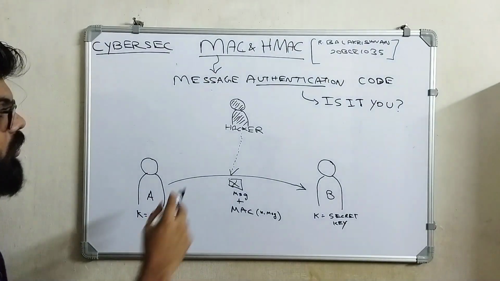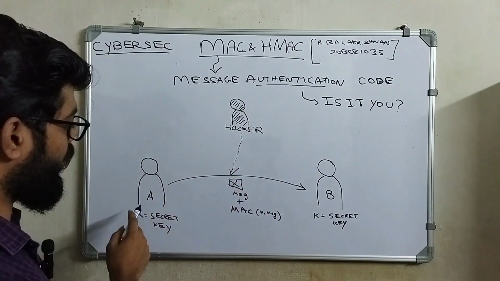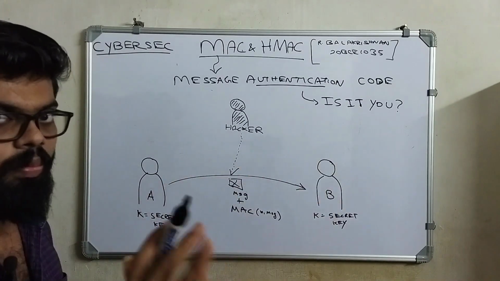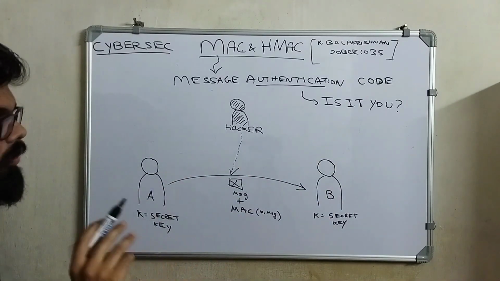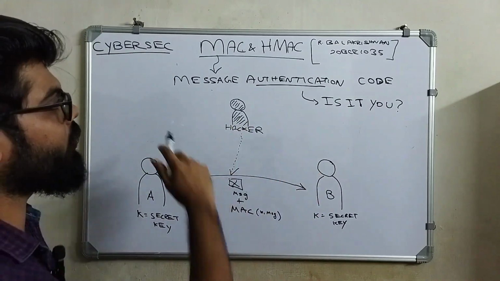So there are three people in this scenario: one is the hacker, another is A, another is B. A is sending some message to B. So these are the three people. Just pause a moment and go here.